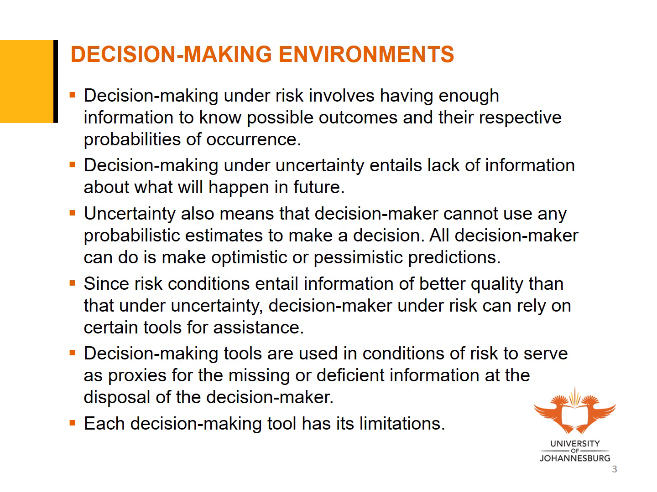Decision-making under uncertainty, on the other hand, here you do not have all the information. So you're lacking certain information about what will happen in the future, right? So uncertainty also means that the decision maker cannot use any probabilistic estimates. So you can't say that there's a 50% chance that you're going to meet in an accident, or there's a 50% chance that there's going to be some opportunity for the organization. Right? So all the decision maker can do is to make an optimistic or pessimistic prediction, right? Based on their experience, based on their knowledge of the environment. But they cannot say with certainty or absolute probability what the outcome would be. Right? So since risk conditions deal with the amount of information you have, the better quality information you have, the better decision is going to be taken.